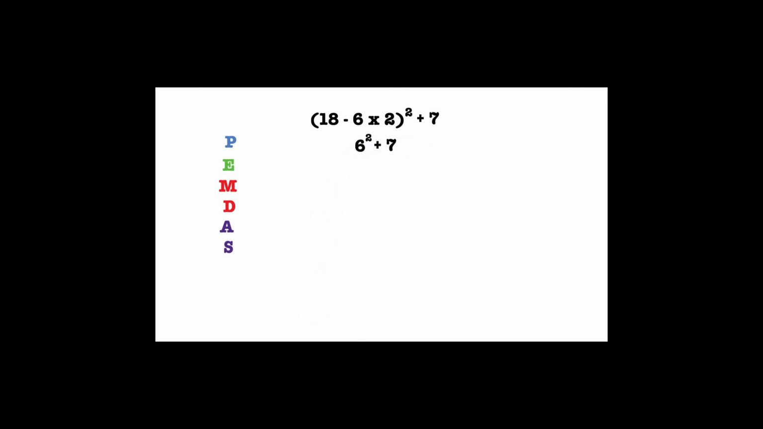Now our problem is 6 squared plus 7. Since we completed the parentheses, we can move on to the next step, which is exponents. 6 squared, or 6 times 6, is equal to 36. Because there's no multiplication or division, we can move on to the addition and subtraction step. 36 plus 7 equals 43, which is our answer.